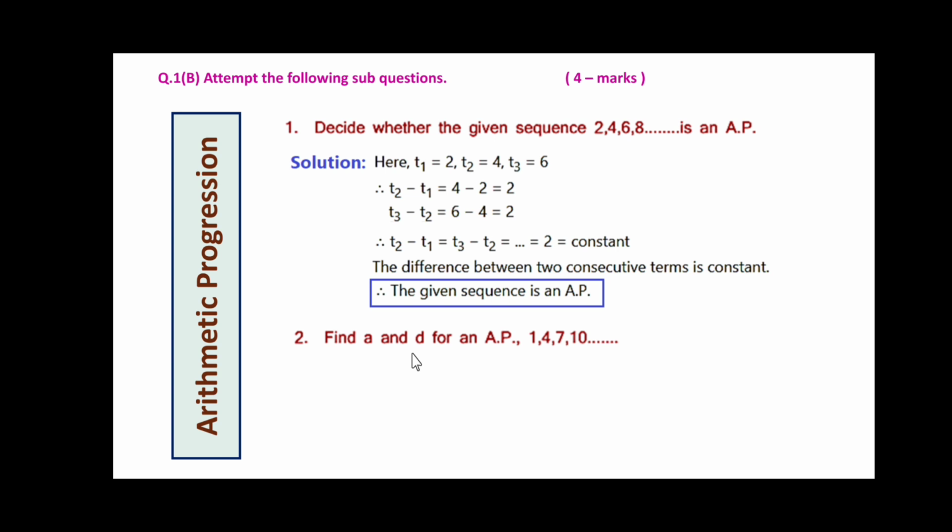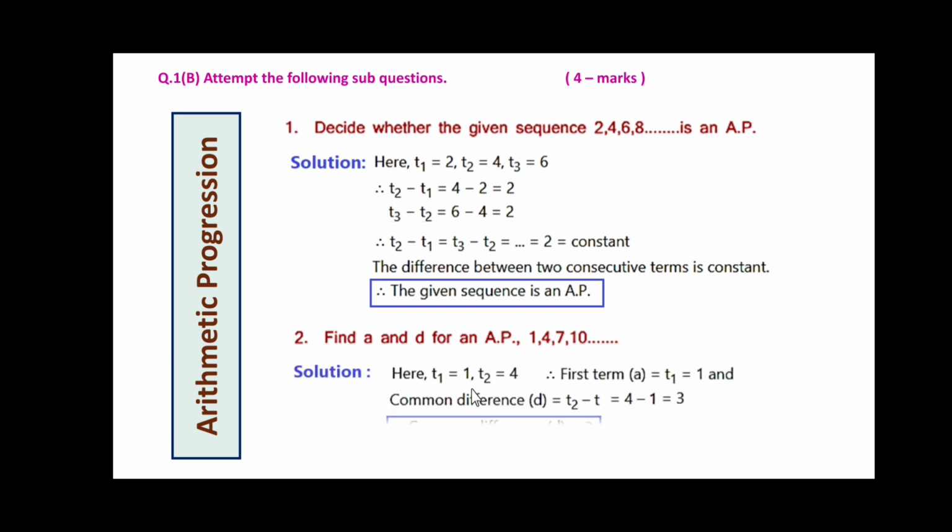Find a and d. A means first term, d is the common difference for the arithmetic progression 1, 4, 7 and 10 and so on. So friends, here T1 is 1, T2 is 4. Therefore, the first term a, which is equal to T1, is equal to 1 and the common difference d is equal to T2 minus T1. Here T2 is 4 and T1 is 1, 4 minus 1 is 3. Therefore, the common difference d is equal to 3.